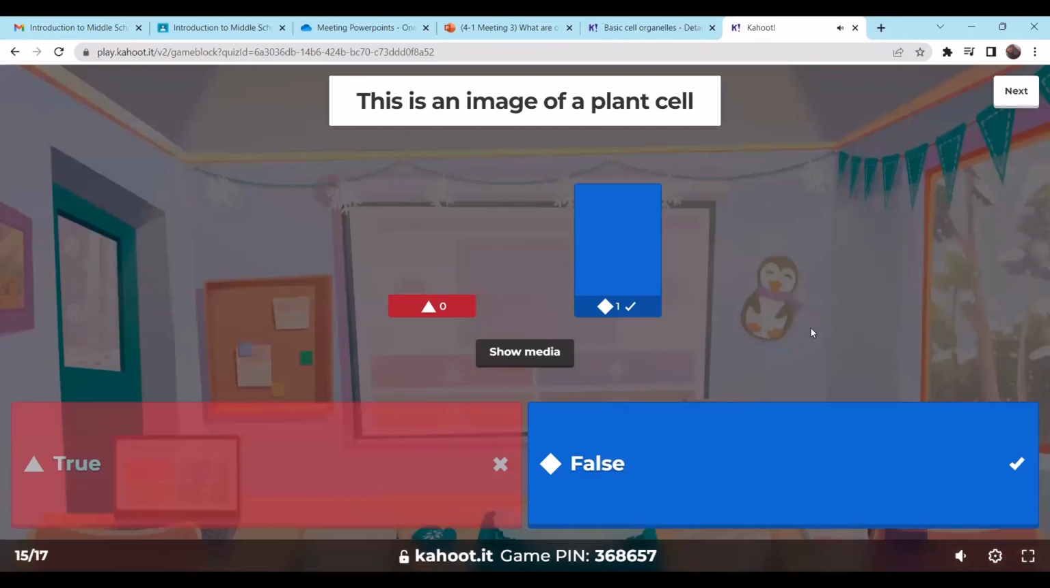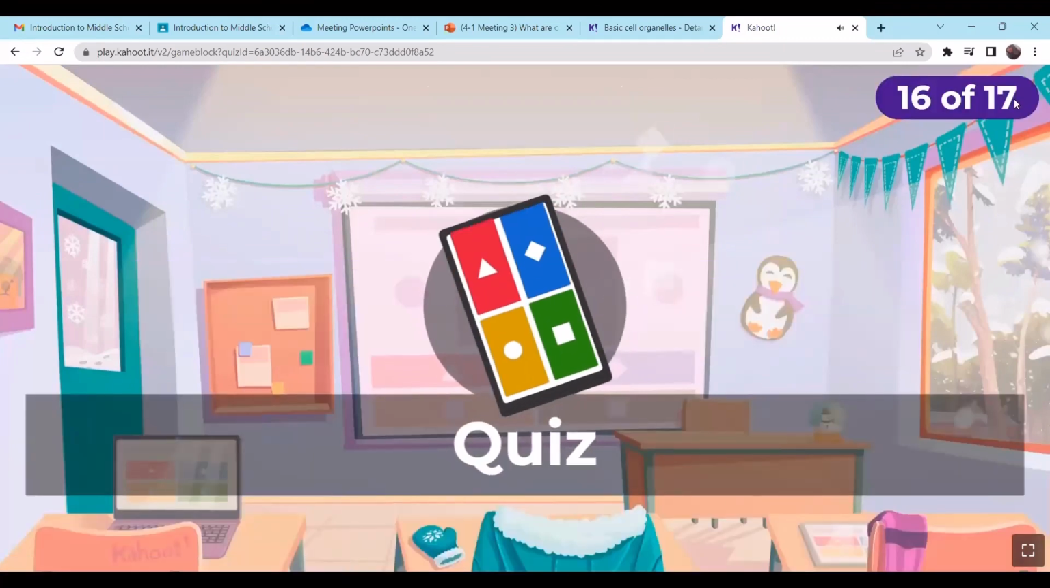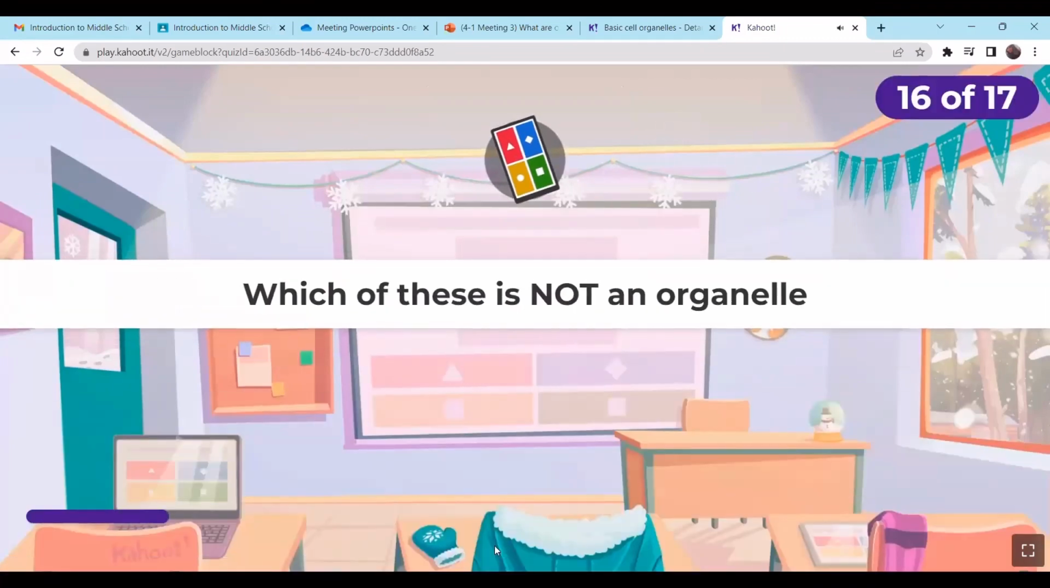Yeah, so this one was kind of a hard one, but plant cells usually in models are green because of the chlorophyll. So make sure to look out for that. Yeah, I got it from the color. Yeah, good job.